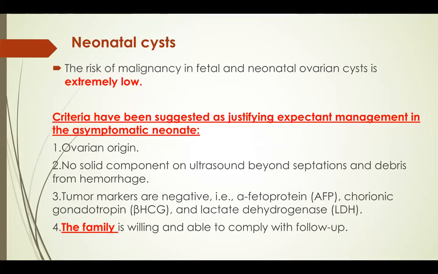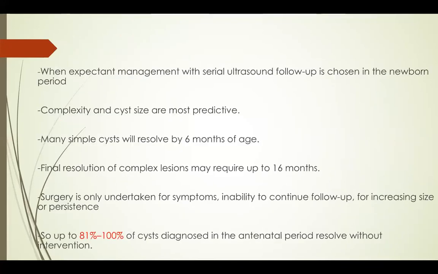Because when you tell the family that most probably it will resolve, you have to educate them about the signs and symptoms of torsion, because this is an emergency. When expectant management is chosen, we will follow up with serial ultrasounds in the newborn period. We have to make sure that it's not complex and the size is not increasing, because this is most predictive that the patient may need intervention. Many simple cysts will resolve by 6 months of age. Final resolution will be up to 16 months. So you can prolong the expectant management, but with careful follow-up.